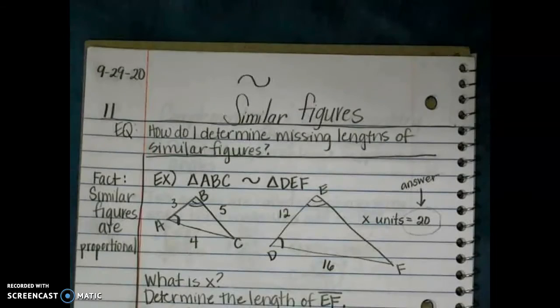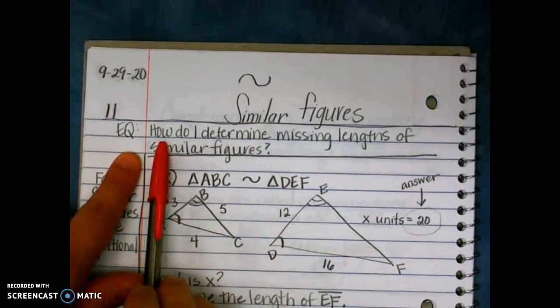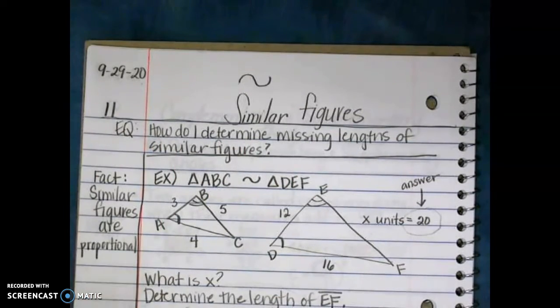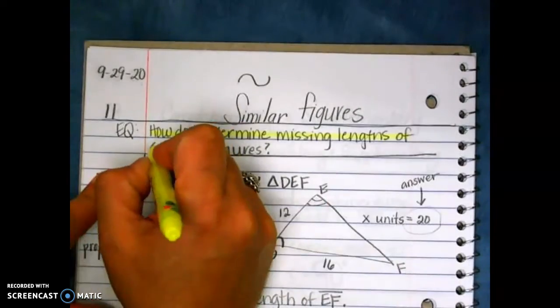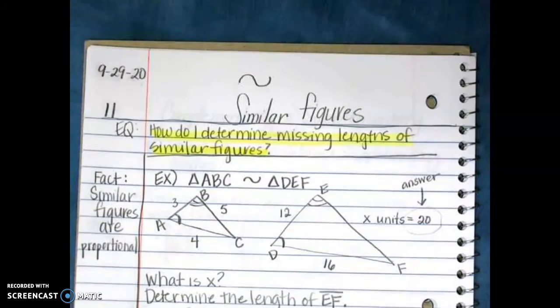So what I'm going to do is start on page 11 of our notes, and it was on similar figures. This is the first page of our notes that we have for our test that is next class period. The essential question is, how do I determine missing links of similar figures? Okay, I'm actually going to take a highlighter and highlight that question. We need to be able to answer this question when we are done going through our notes.